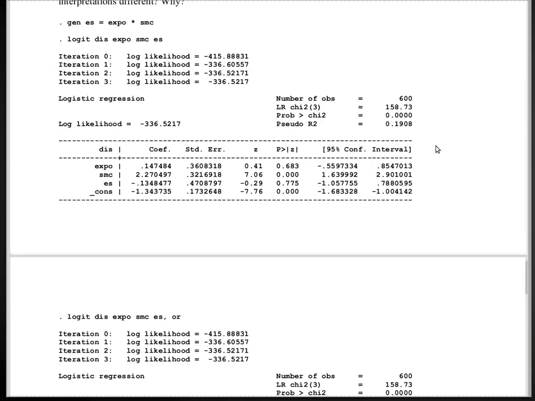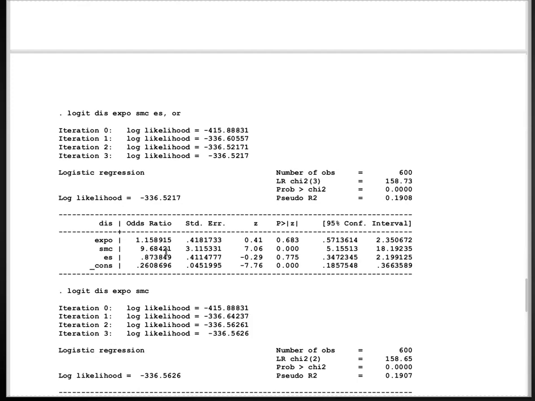Oh my. This number is the same, it's the exponent of beta 3, and it is the same as what we got before. Well, well, well.